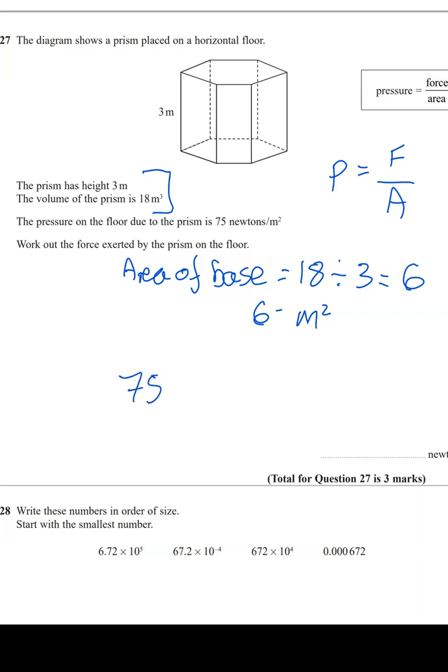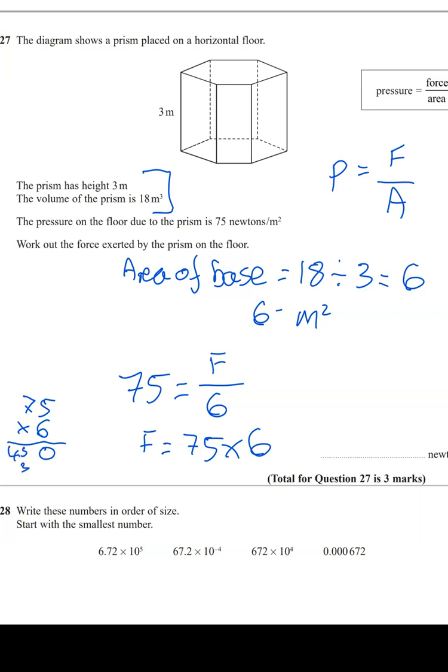So we've got 75 is equal to the force, which we're trying to work out, over the area. So actually the force is equal to 75 times 6. Again, I'm just going to do a little bit of long multiplication. 75 times 6. Bear in mind we shouldn't be using our calculator. So 5 times 6 is 30. 6 times 7, 42. It's 450. So actually it's 450 newtons.